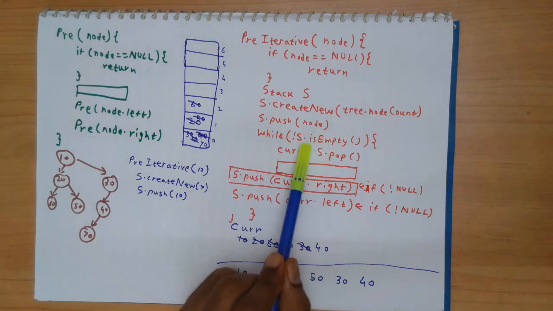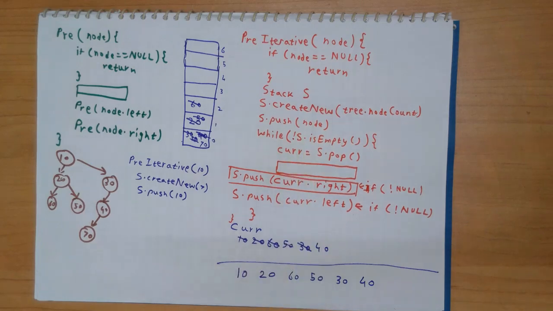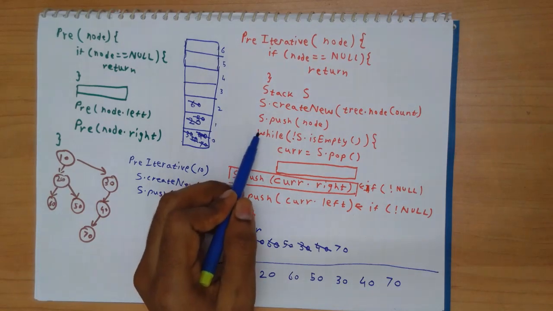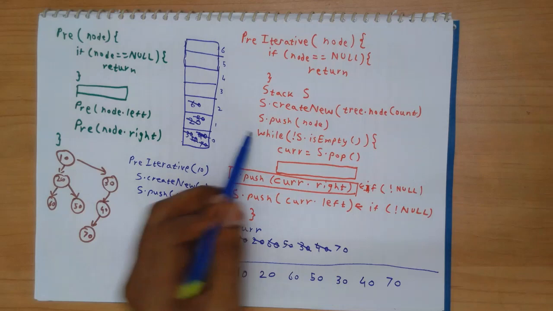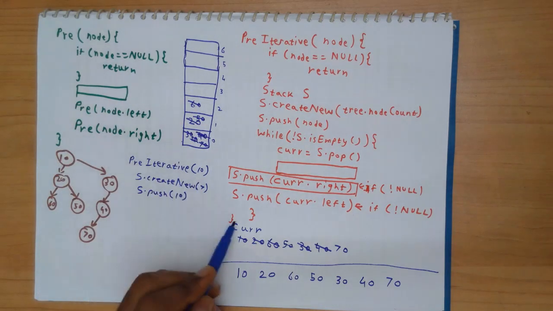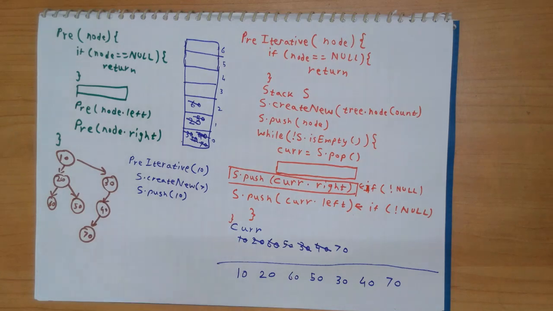Is my stack empty? It is not. So go and pop an element. So 70 comes out and my current becomes now 70 and then print 70. That's what is required. And 70 has both right and left subtrees as null. So I will not push anything. I reach the end of the loop. I go back to the beginning of my loop and ask the question, is my stack empty? Well, the stack is empty. So we reach the end of our function. And that's how the iterative preorder traversal works.